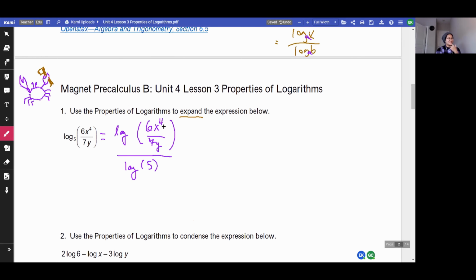Is that valid? Oh, the crab. Oh, I see it. Dang it. I was trying to hide it.